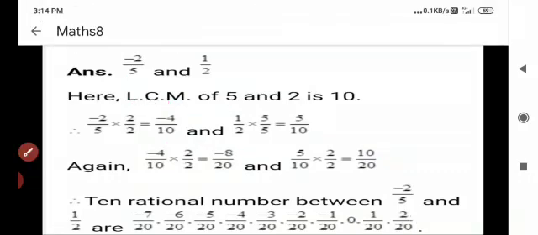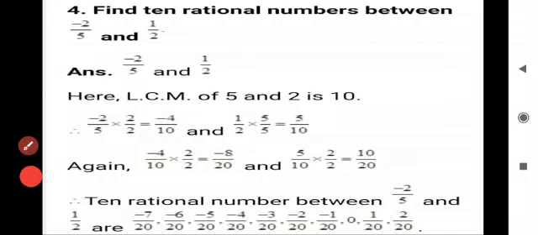10 rational numbers between minus 2 by 5 and 1 by 2 are minus 7 by 20, minus 6 by 20, minus 5 by 20, minus 4 by 20, minus 3 by 20, minus 2 by 20, minus 1 by 20, 0, 1 by 20, 2 by 20.